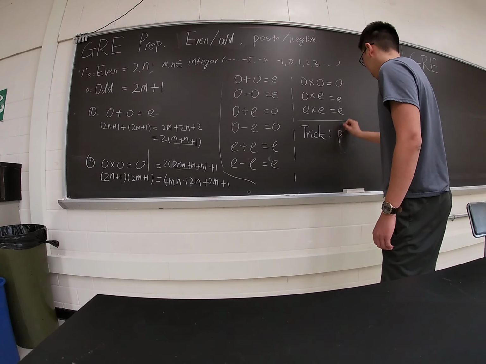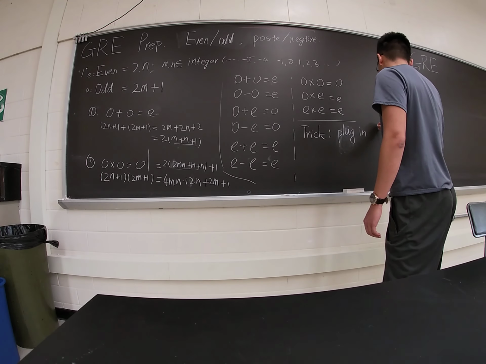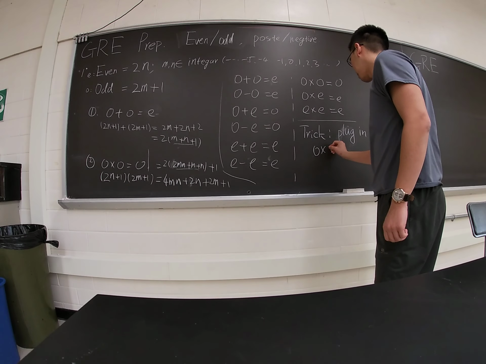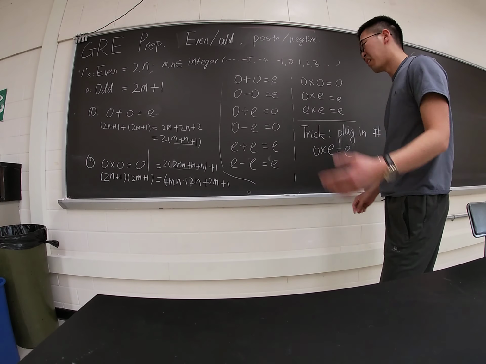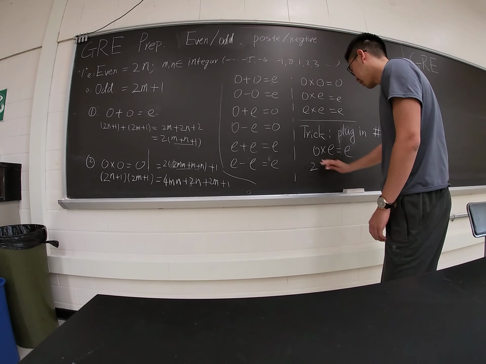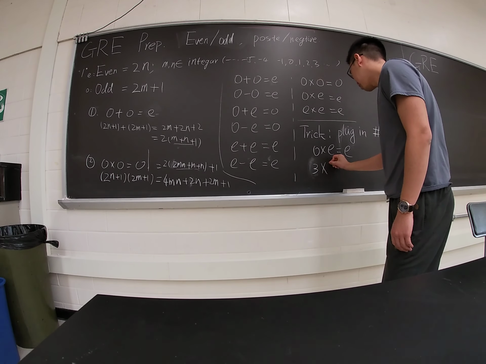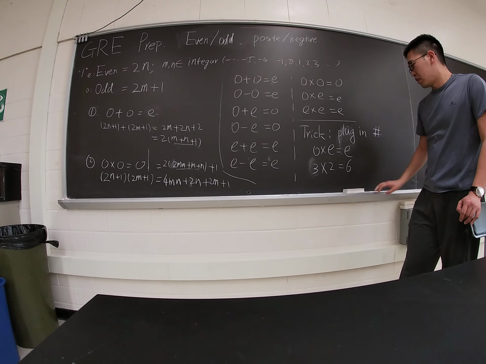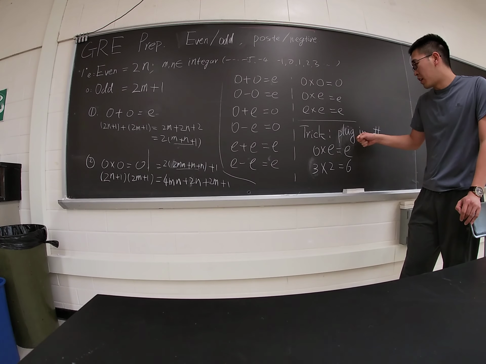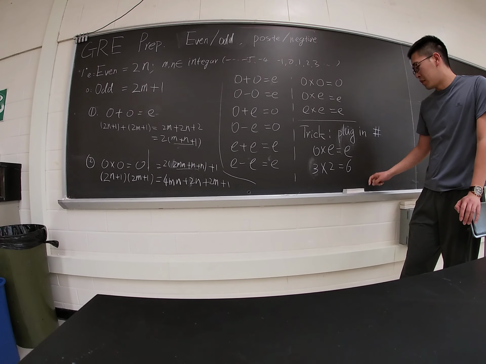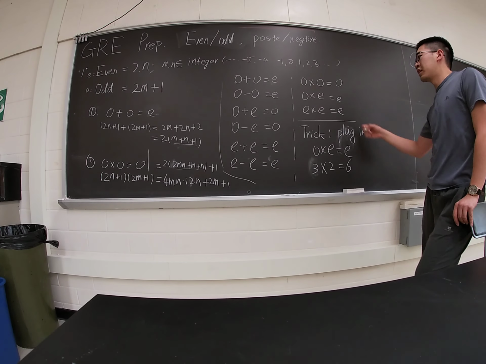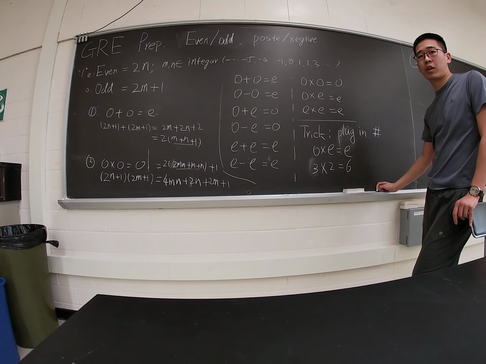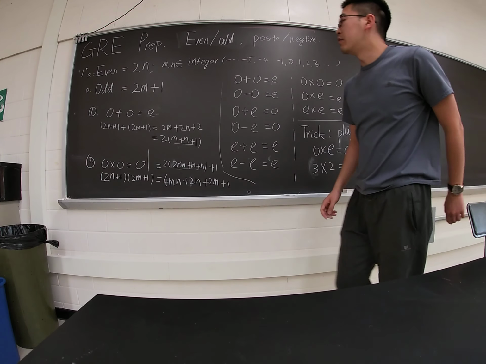Plug in numbers. For instance, let's take odd multiplied by even is even. Say an odd number 3 multiplied by an even number 2 is 6. 6 is an even number, so it works. For exams like the GRE, when you have to distinguish odd or even, you can just pick an odd or even number and plug it in. Most of the time it works. So that's odd and even.